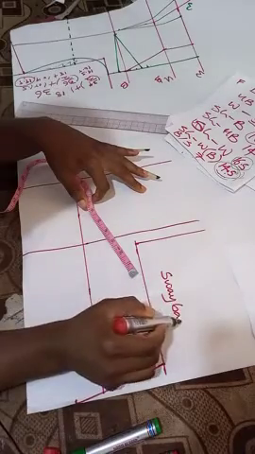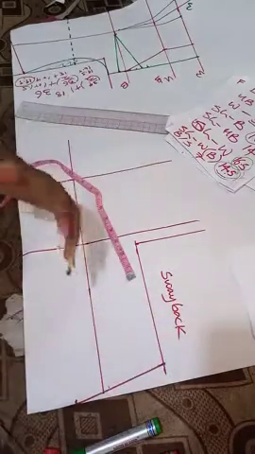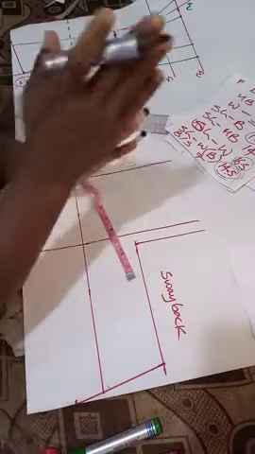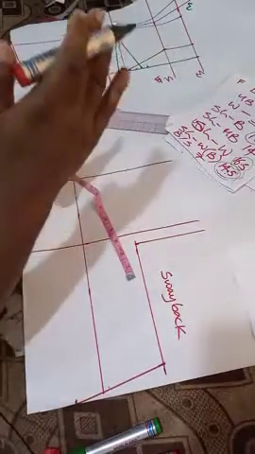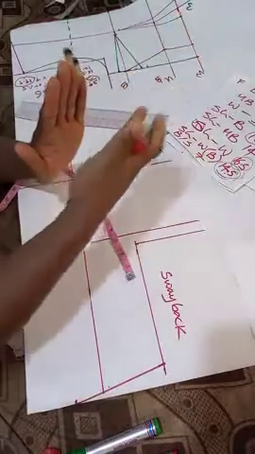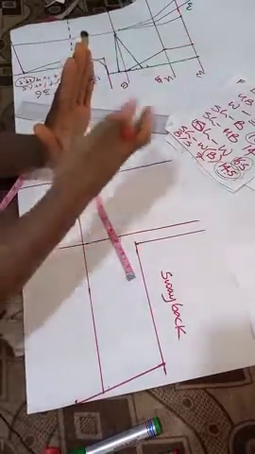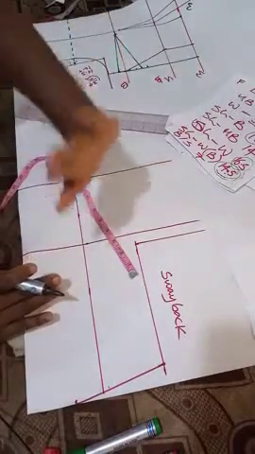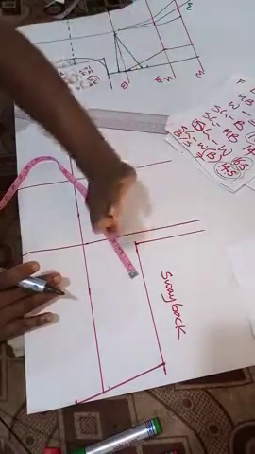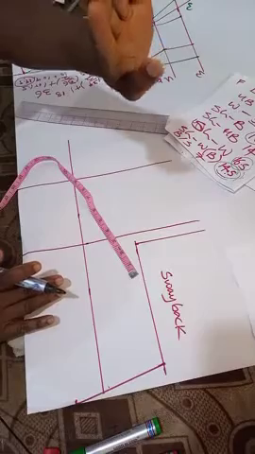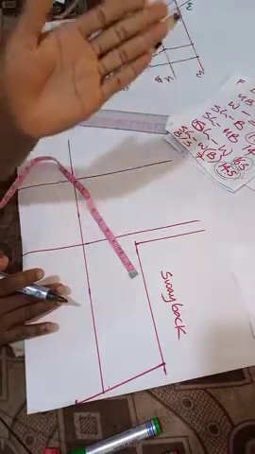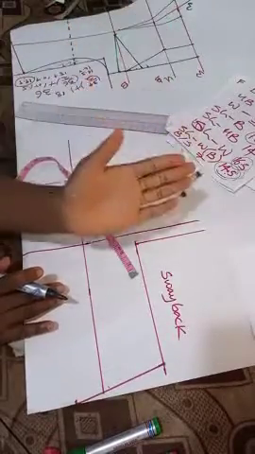Sway back. You know, the human back bodice is not straight. If you check at the midpoint of your back, you see that there is a kind of slope to the waistline, right? You are not standing straight like a wall. So from your shoulder, your body slopes down a little bit towards the waist area.